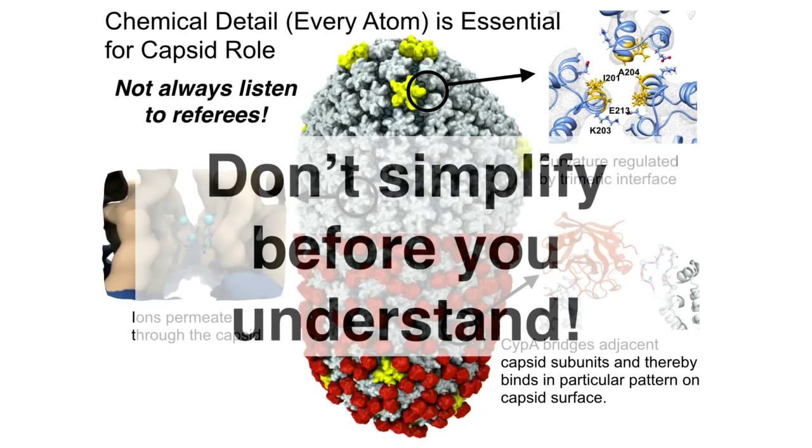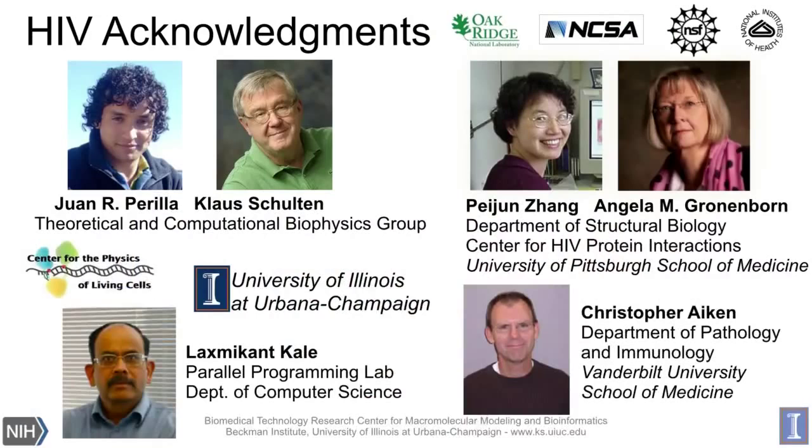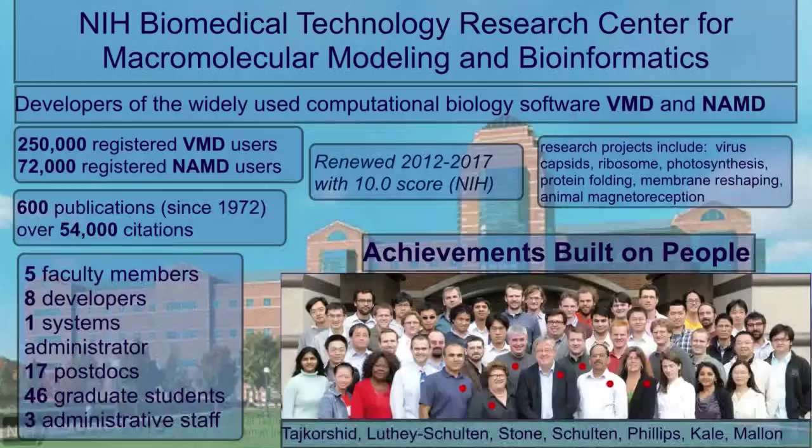Okay, so that's the HIV project. Lots of people worked on this. Juan Perea did most of the simulations. Professor Schulten, the leader of the lab, experimental collaborators, and Professor Kale is the computer science PI for the NAMD project. Okay, so beyond that group of people, an even larger group of people works at the Beckman Institute.